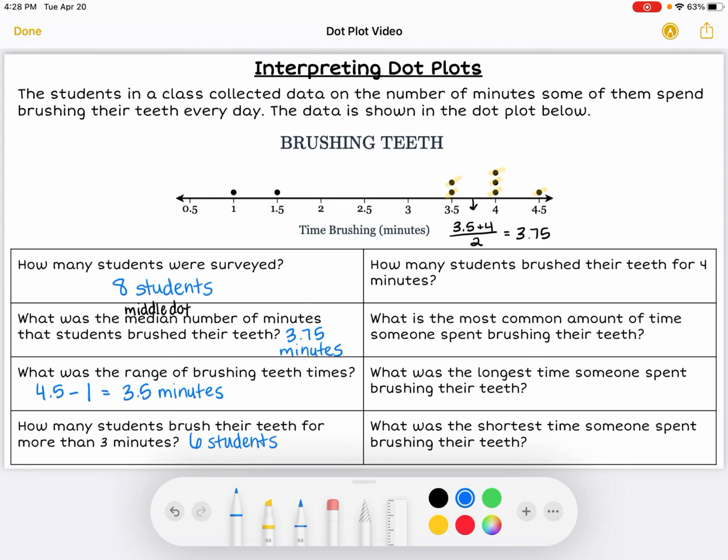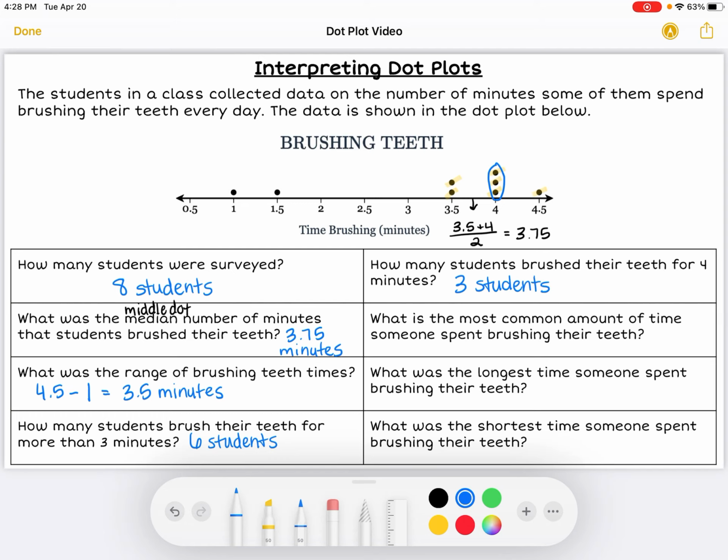The next question says how many students brush their teeth for 4 minutes. So for exactly 4 minutes, I just need to count the number of dots at 4, and I see there are 3 dots at 4. So 3 students brush their teeth for 4 minutes. So we're talking about just students who brush for exactly 4 minutes.